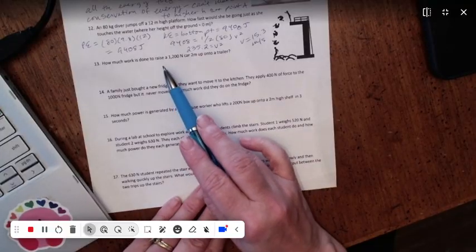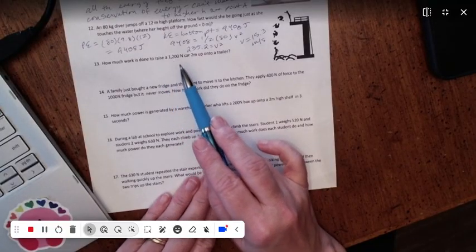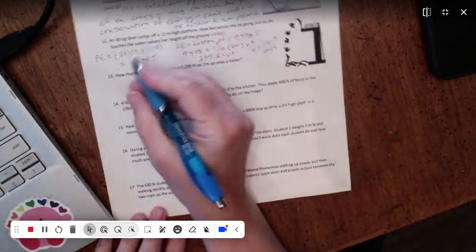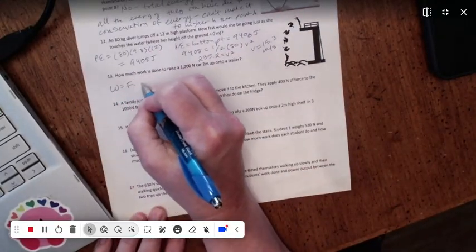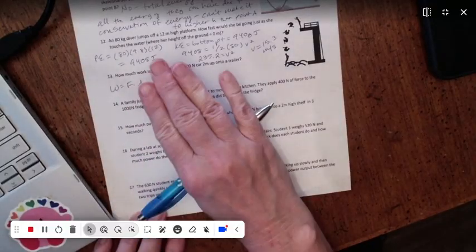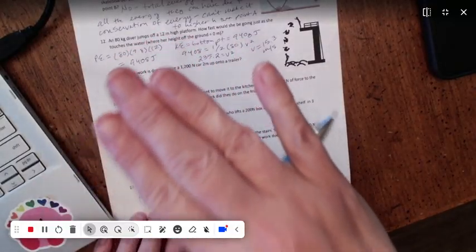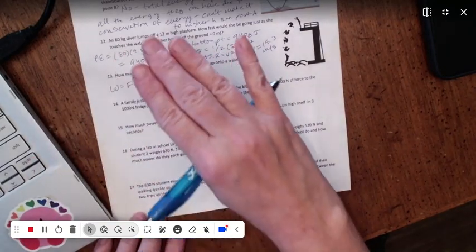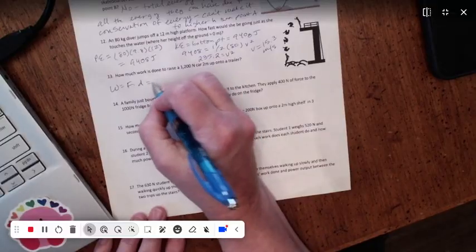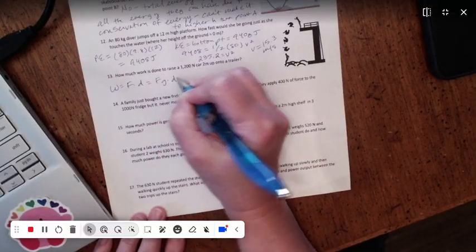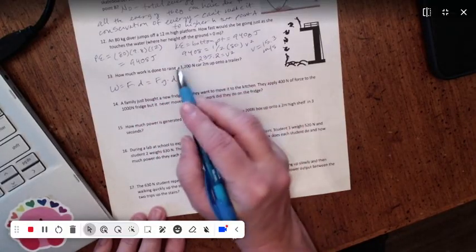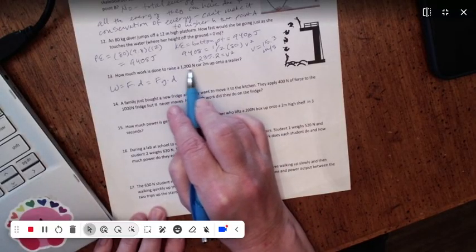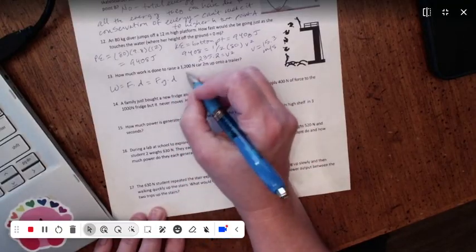How much work is done to raise a 1200 Newton car up 2 meters onto a trailer? So remember, work is force times distance or displacement. So we're raising this car. So the work we're doing here is going to be a force of gravity in terms of our force, because we're having to overcome the force of gravity of this car. They already gave us force of gravity here. They gave us this in newtons. This is a weight, 1200 newtons.